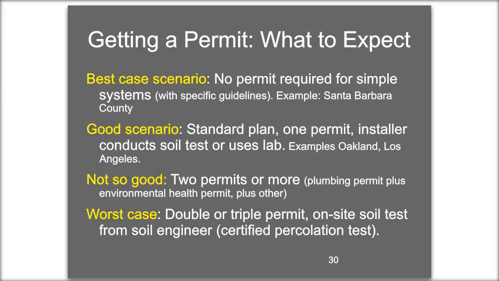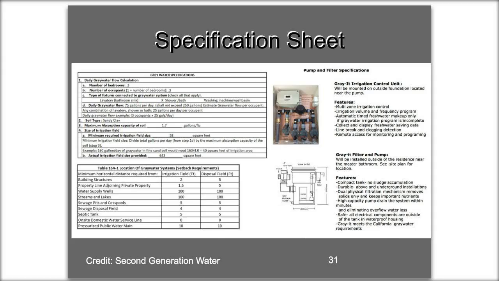And then the worst case scenario, your community requires double or triple permits, and they want to see the on-site soil test done from a soil engineer or a certified percolation test. So that's going to add thousands of dollars on top of the additional cost of your system. So we want to be in the best and the good scenarios. We want everywhere in California to be there.